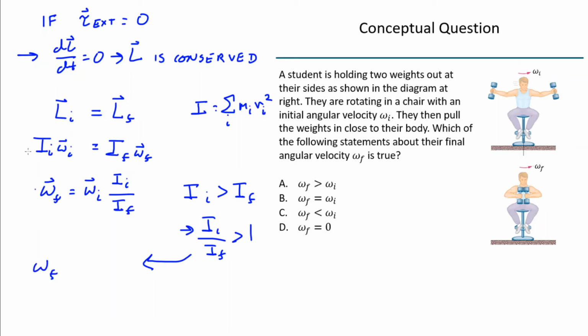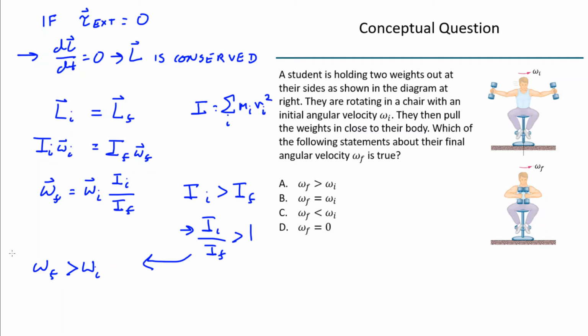if I just take the magnitude of this omega final, it's going to point in the same direction. The student is going to keep spinning in the same direction, but this omega final magnitude has to be greater than the magnitude of omega initial. So as they pull these weights in close to their body, they speed up.